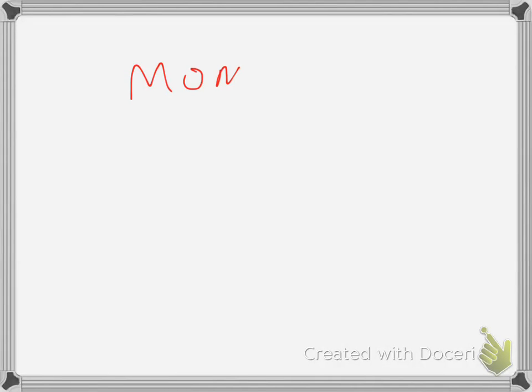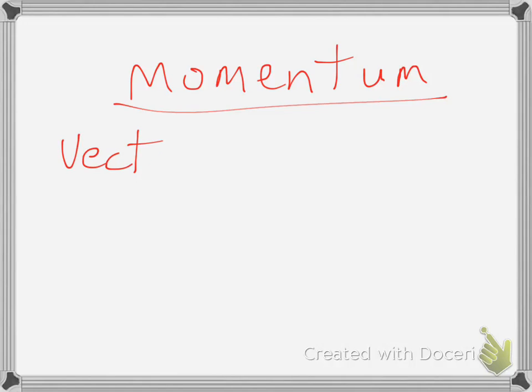Okay, let's talk about momentum. Momentum, oh, that should be an M. Let's see if I can get rid of that. U-M. All right, so first of all, momentum is a vector quantity. So first, get that down. V-E-C-T-O-R, right? Vector quantity. You know what that means. It's got magnitude and it has direction.